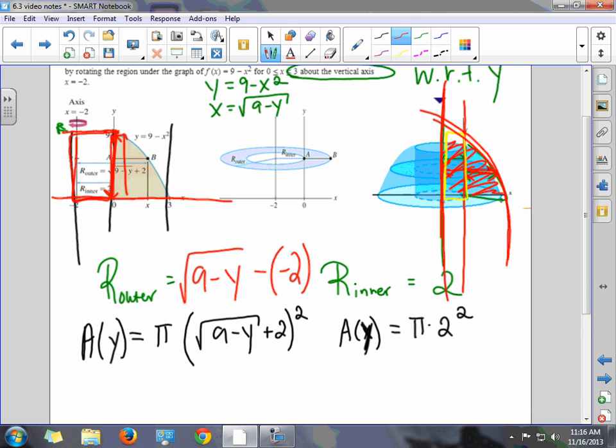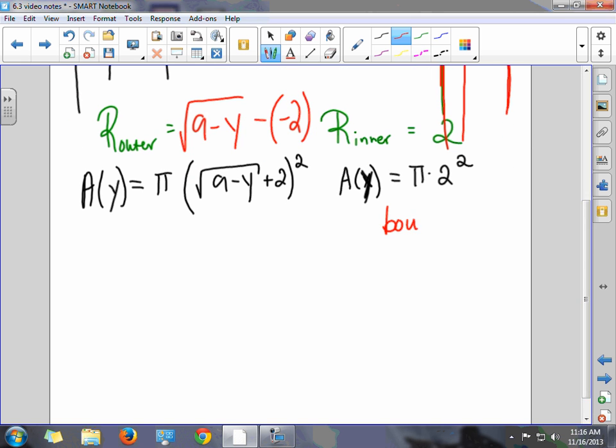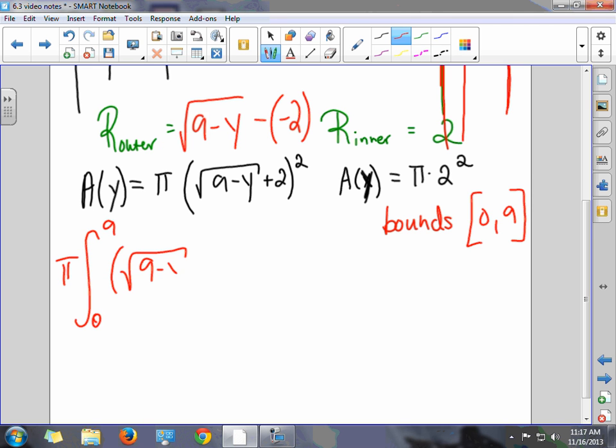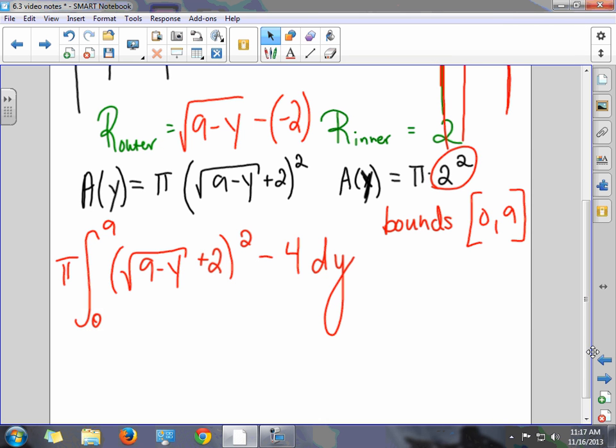So my bounds, I guess I could write this down somewhere. My y bounds: my lower y bound is 0 and my upper y bound is 9. So now I can integrate. I'm going to do the integral from 0 to 9 of my area. I'm going to pull the pi out. I'm going to do the square root of 9 minus y plus 2, all squared, minus 4, because that'd be that piece, dy. So you could FOIL that and do it by hand, but I'm actually going to cheat a little. I'm going to do Math 9.